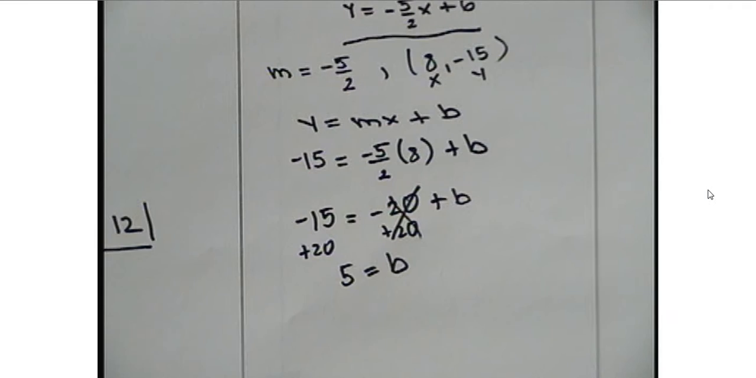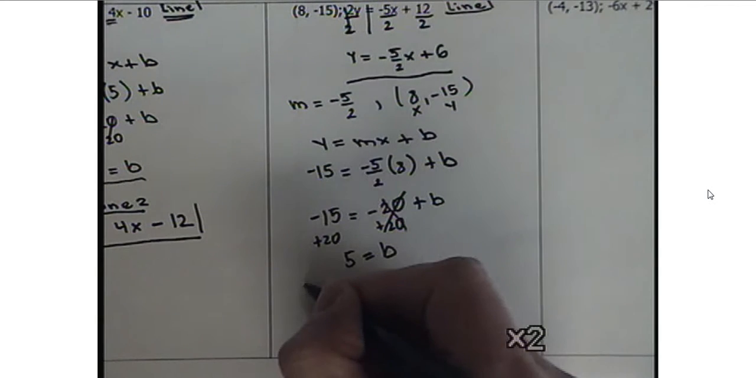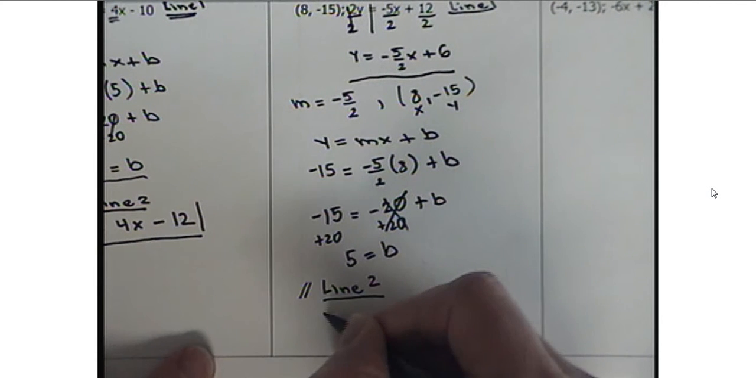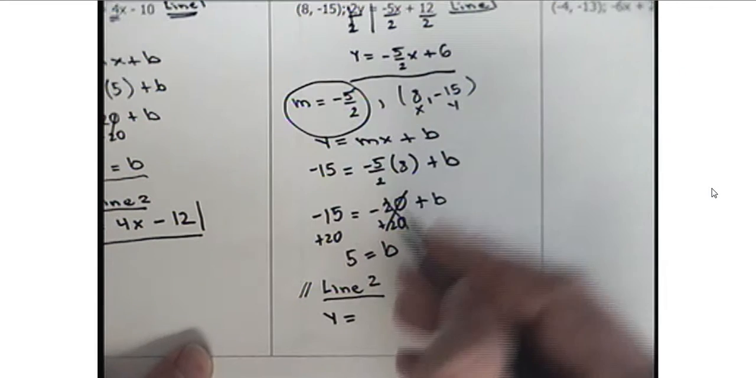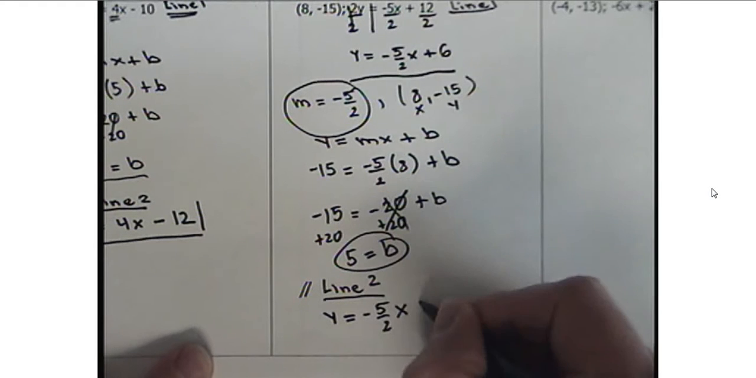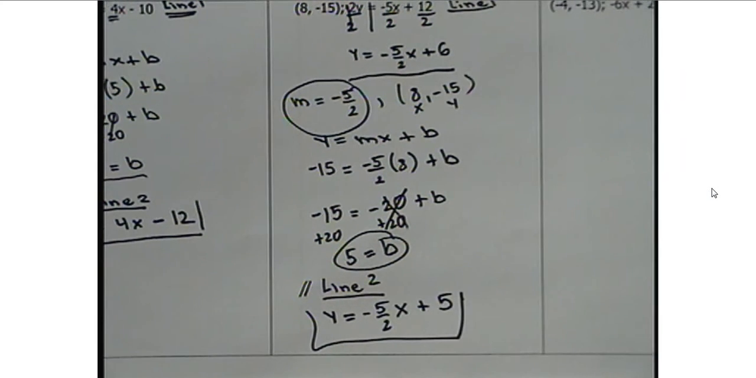And to complete the example, I'm going to write down the parallel line 2 equation: y equals, using this slope, negative 5 over 2x, and b plus 5. That will be the final answer for this example. And we're done with this one.